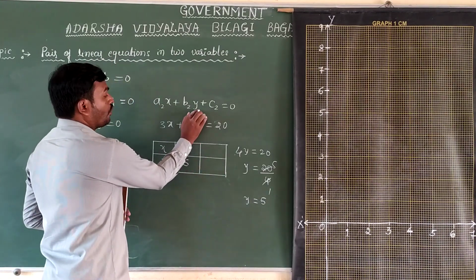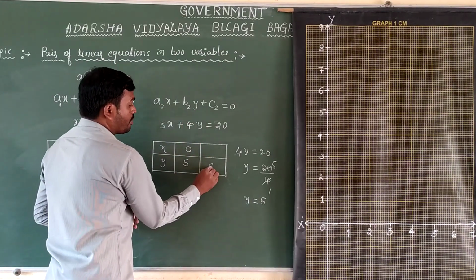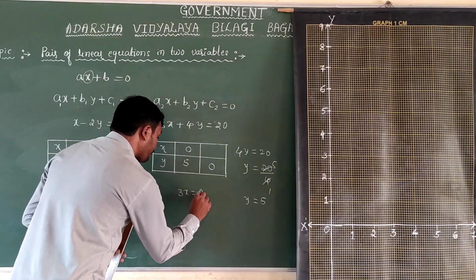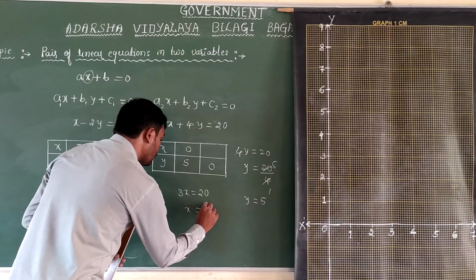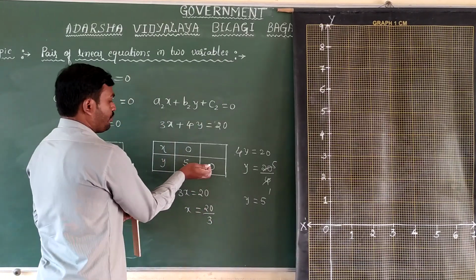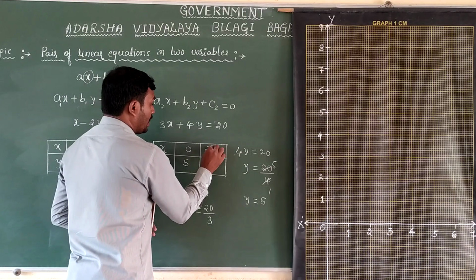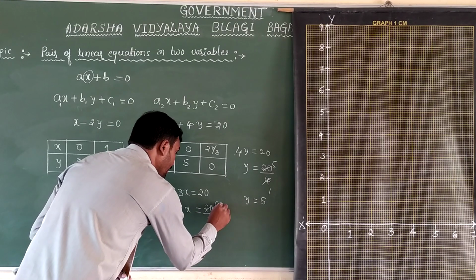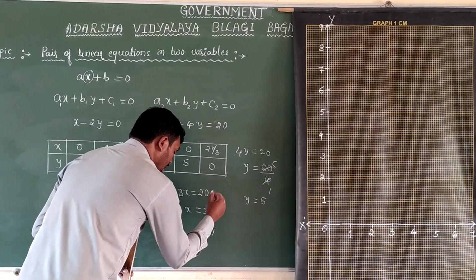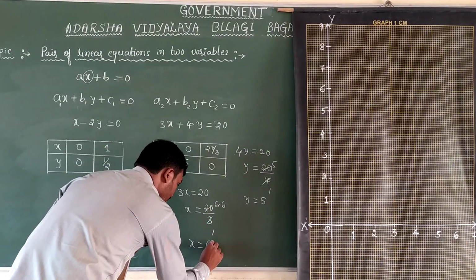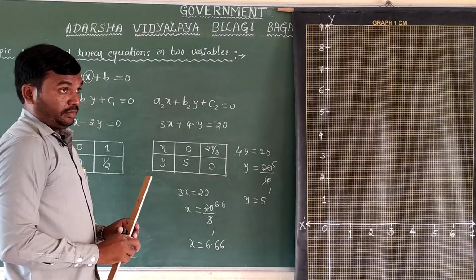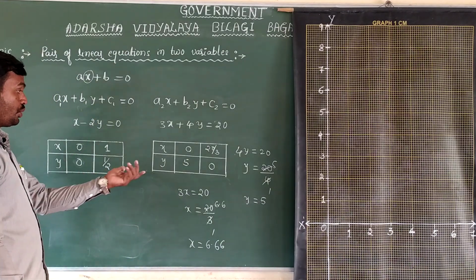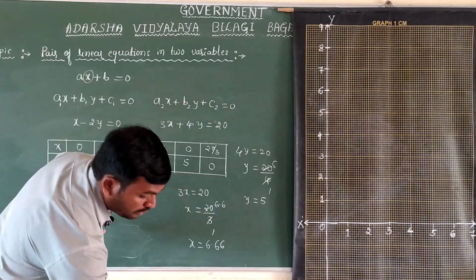Now I will hide the y. If I hide y, it becomes 0. Then x becomes what? 3x is equal to 20. Then x is equal to 20 by 3. If y is 0, x is 20 by 3. 3 ones are 3, 3 sixes are 18, 2 is the carry. It becomes again 6. So x is equal to 6.66.